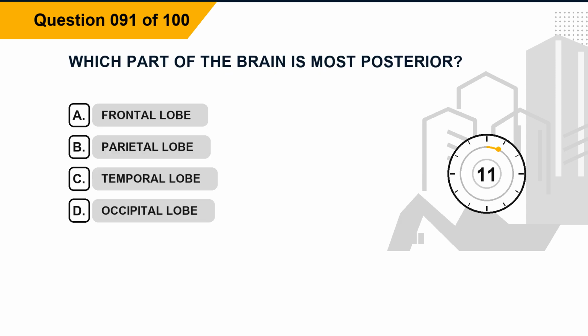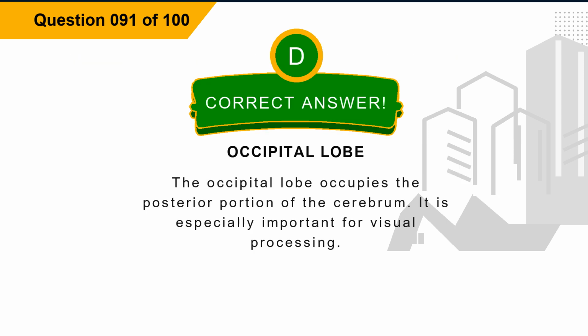Question 91. Which part of the brain is most posterior? Option A, frontal lobe. Option B, parietal lobe. Option C, temporal lobe. Option D, occipital lobe. The correct answer is option D, occipital lobe. Explanation. The occipital lobe occupies the posterior portion of the cerebrum. It is especially important for visual processing.